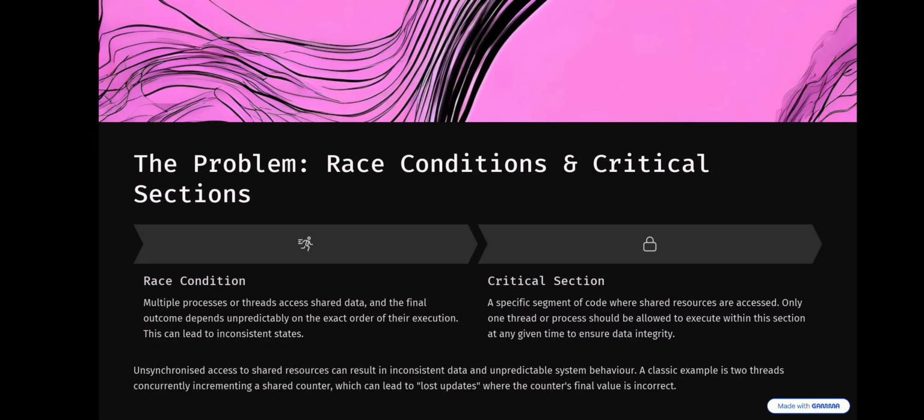The race condition: multiple processes or threads access shared data, and the final outcome depends unpredictably on the exact order of execution. This can lead to inconsistent mistakes. Now, the critical section is a specific segment of code where shared resources are accessed. Only one thread or process should be allowed to execute within the section at any given time to ensure data integrity.